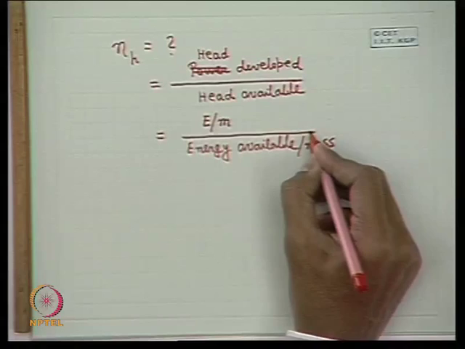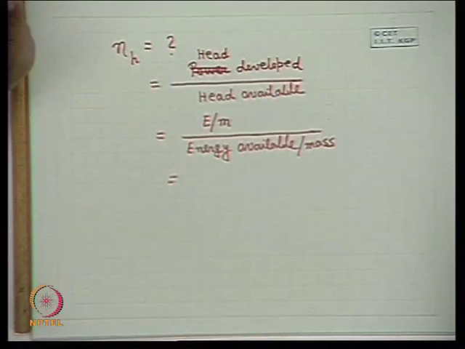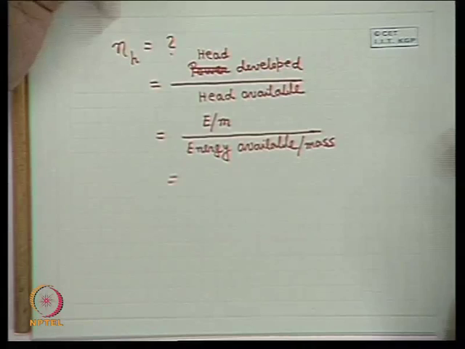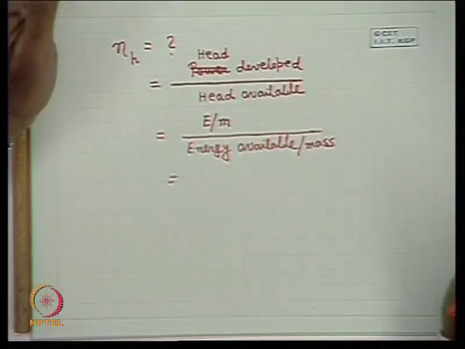Now, if we consider friction to be zero, then the energy available at the inlet to the runner becomes exactly equal to the energy available at the guide vanes, because if we neglect any frictional loss, the total energy remains the same. So what is that energy at the inlet to the guide vane or at the inlet to the runner? How do you find out?